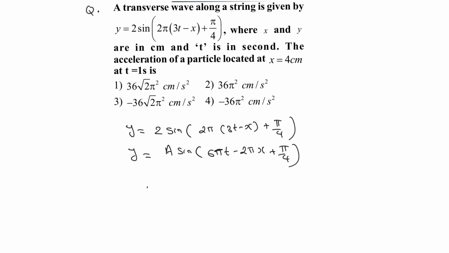So y is equal to 2 sine (6 pi t minus 2 pi x plus pi by 4) is the equation. So we can write the value of its amplitude of oscillation is going to be 2, the value of omega is going to be 6 pi, the value of k is going to be 2 pi, and the value of initial phase is going to be pi divided by 4.